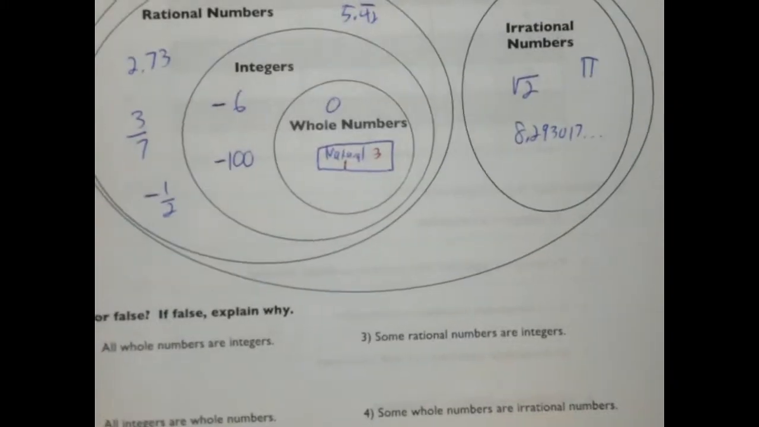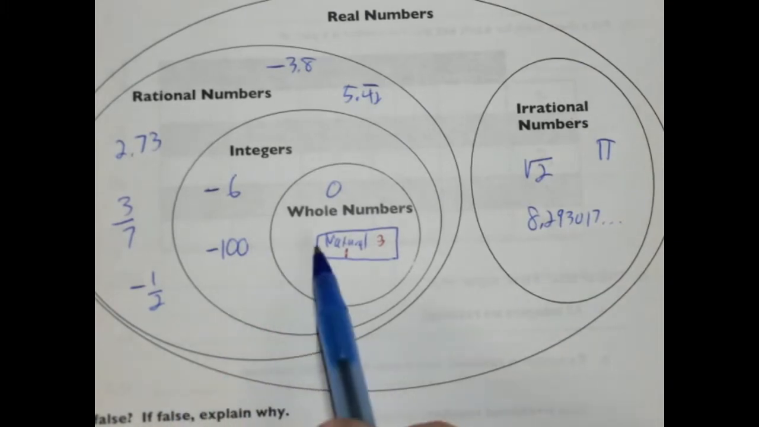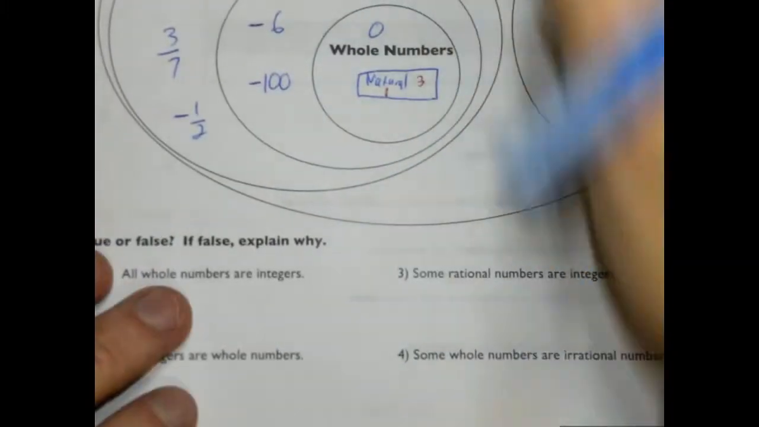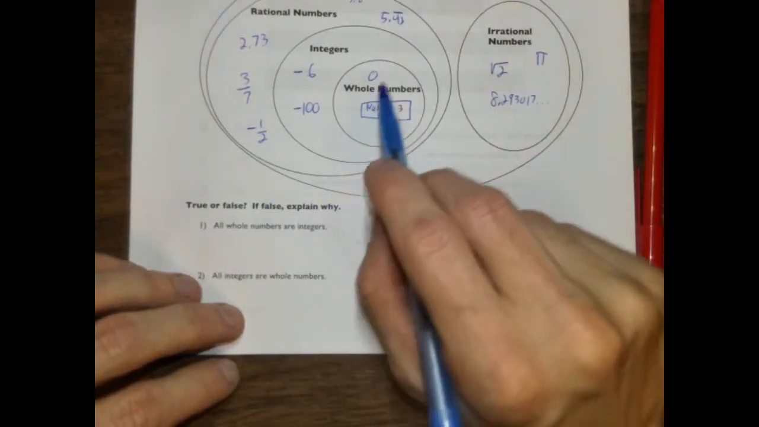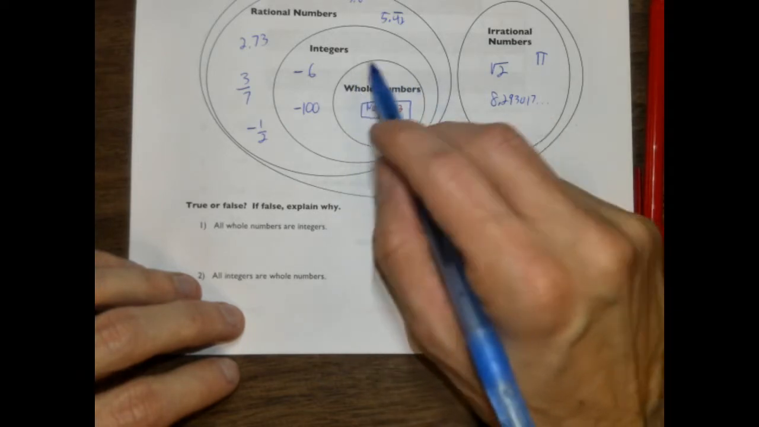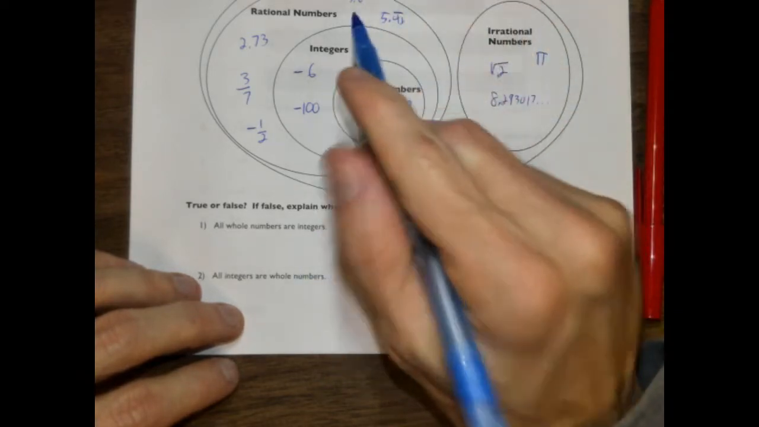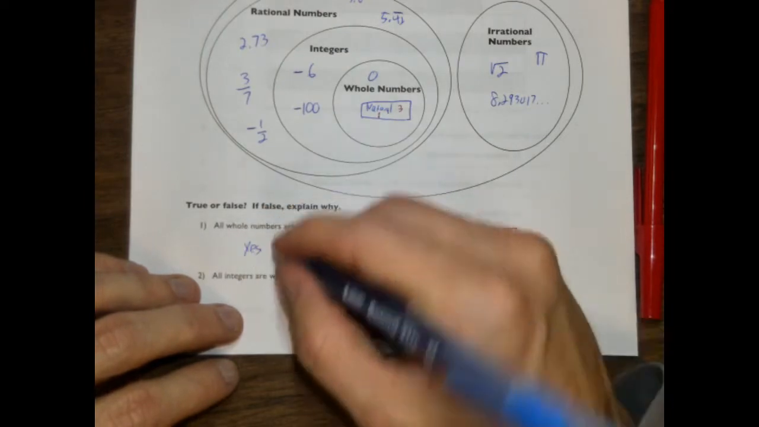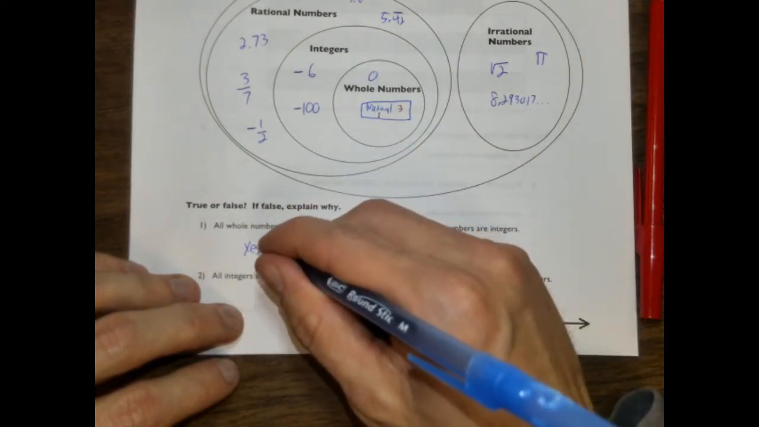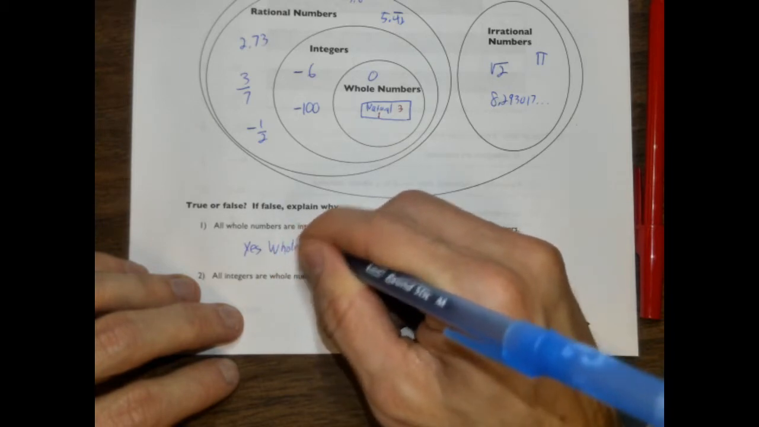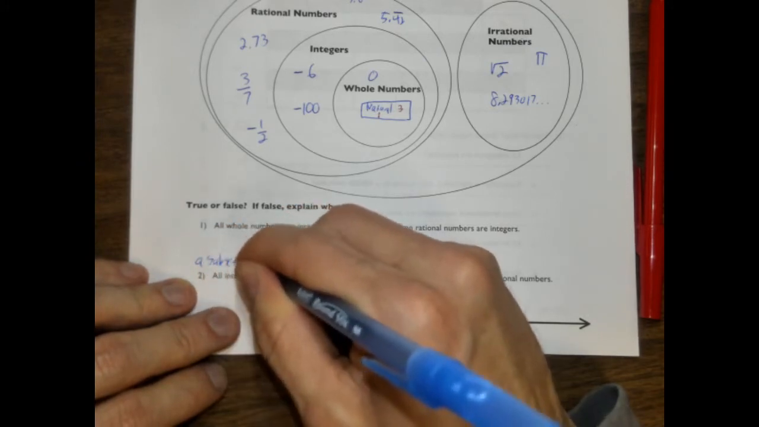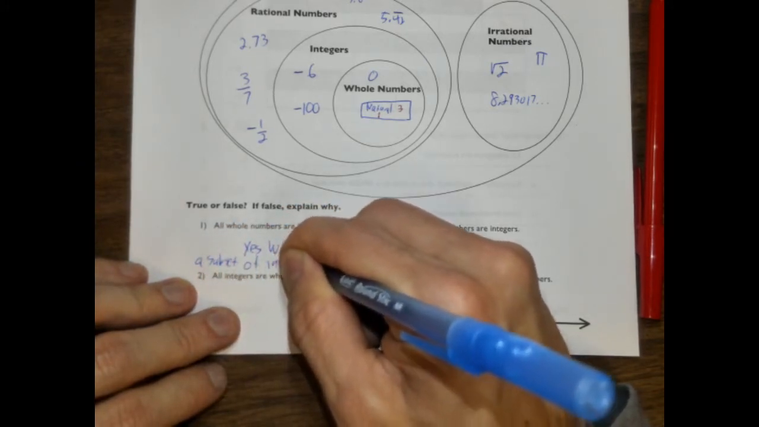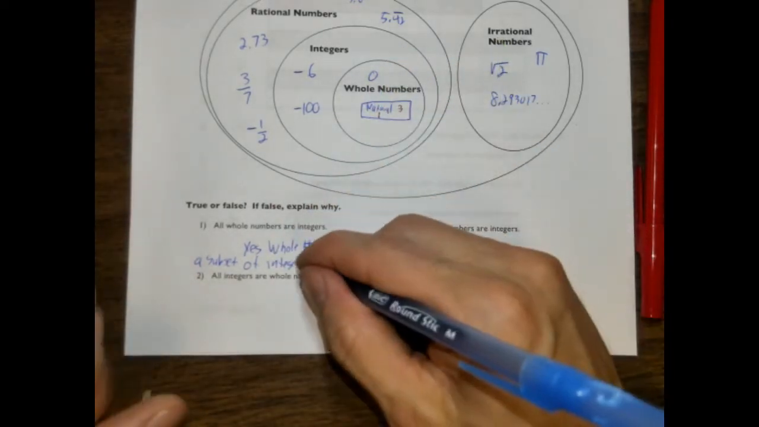Now let's check the true or false. All whole numbers are integers. Well, let's take a look. Oh, hold on, let me zoom out a little bit here. Not that far, hold on. Are all whole numbers integers? Well, yes, because look, the whole number set is a subset of integers. It's fully enclosed within integers, so yes. And the explanation: whole numbers are a subset of integers. And if you're wondering what subset means, it just means it's a set contained within another set, right?